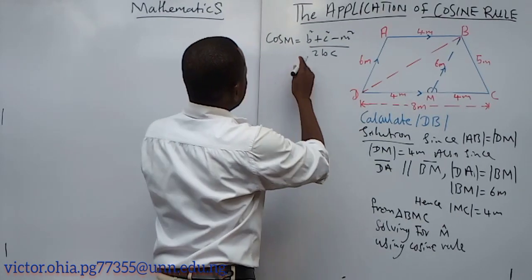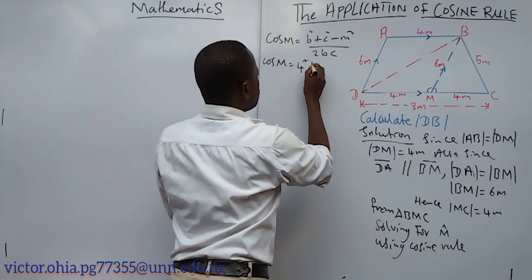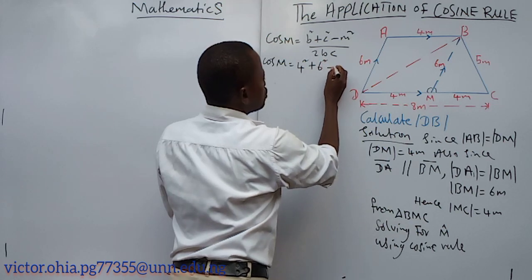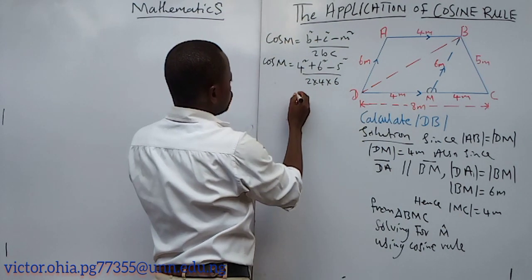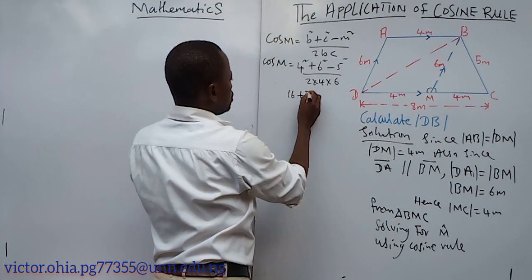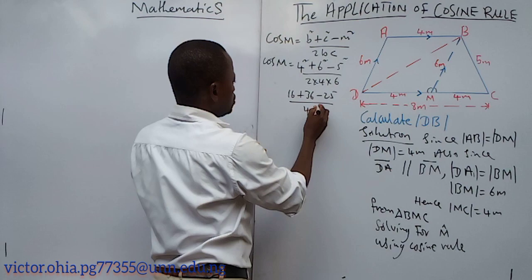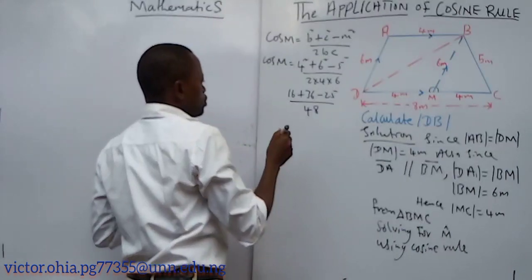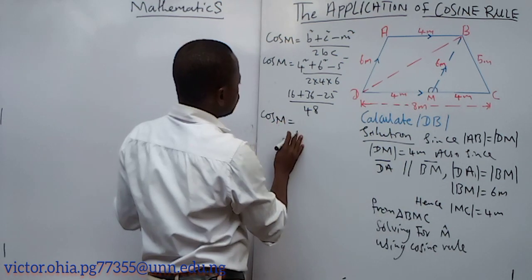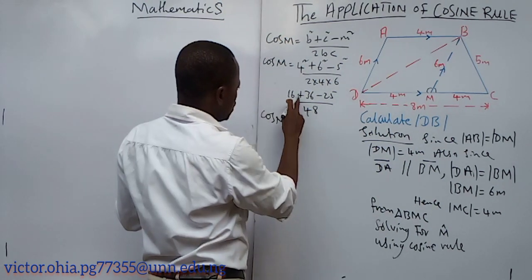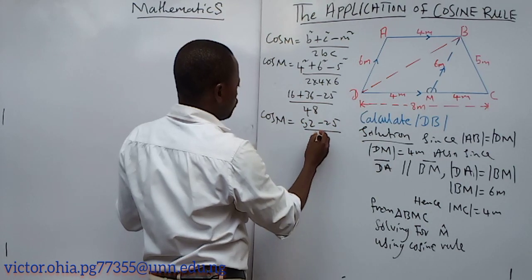So that is that. And then it means cos capital M is equals to B is 4 squared plus C is 6 squared minus M is 5 squared all over 2 times 4 times 6. So this is 4 squared is 16 plus 6 squared 36 minus 25 all over 2 times, this is 8, 8 times 6 is 48. Yeah, I think so, 48, by my calculation. Okay, so we have now that cos M is equals to 16 plus 36 is 52, minus 25 over 48.